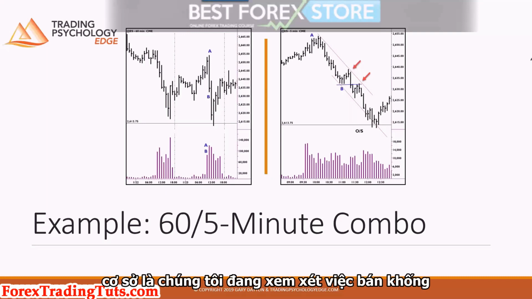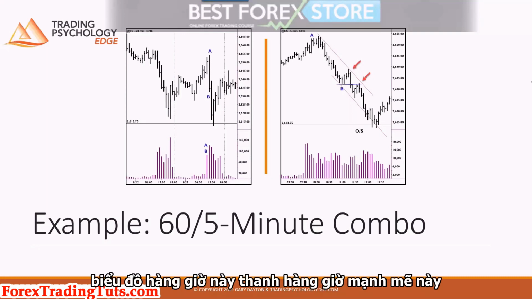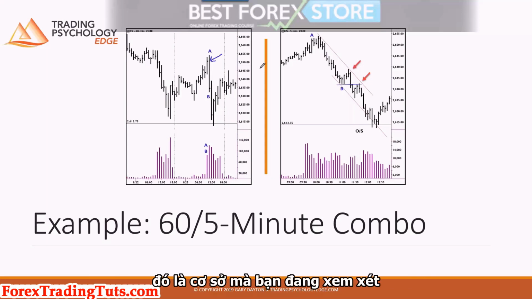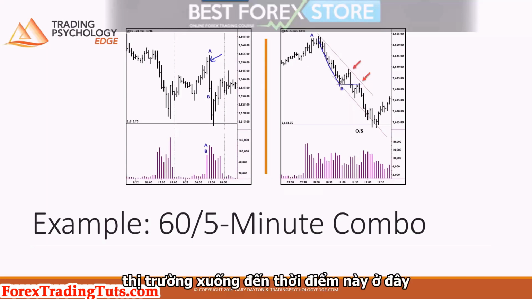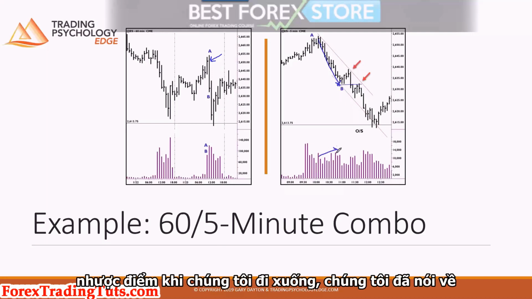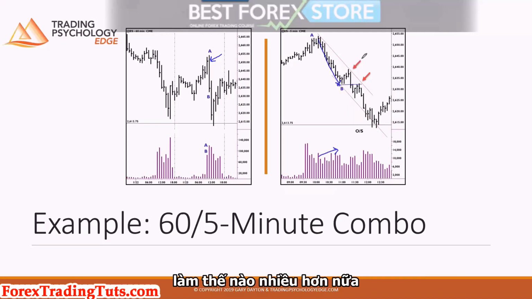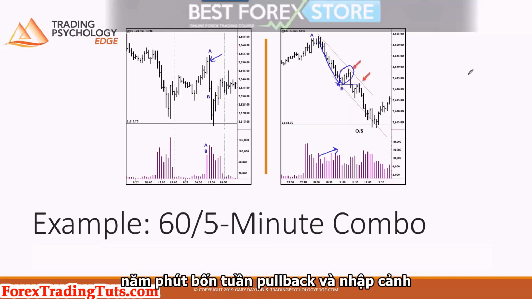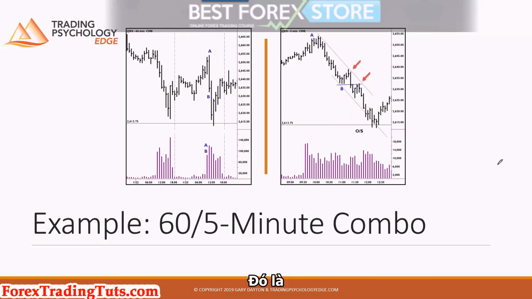What basis are we considering going short on this hourly chart? This strong hourly bar right here. That's the basis that you're considering going short, because that has moved the market down to this point here. And we see volume picking up on the downside as we come down. We talked about how more downside is to come, so we're looking to capitalize on that, and we turn to the 5-minute for a weak pullback and entry. That's that trade setup.